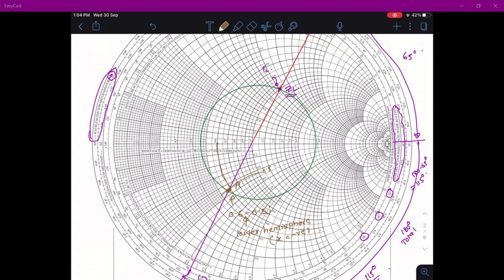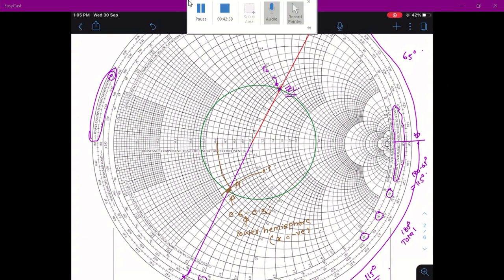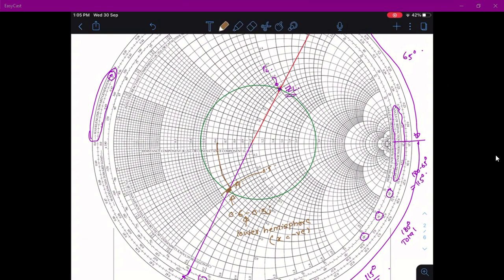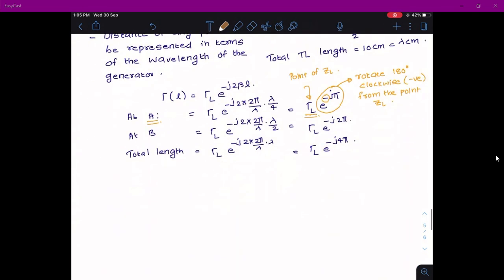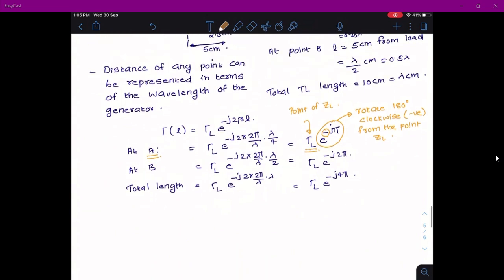Okay, so you need to rotate along the VSWR circle depending on the degree, and you want to mark the point on the VSWR circle which will give you the impedance. Okay, so it will become more clear once we do the example. This is just an illustration, or else you can see from this description.